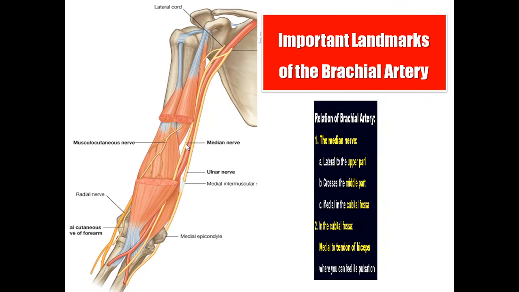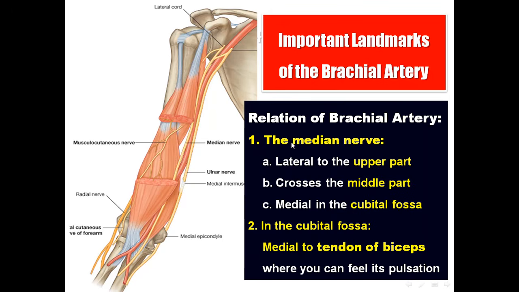So relation to the median nerve, it has triple relation. In the upper part, the median nerve is lateral to the artery. In the middle part, the median nerve crosses anterior to the artery. And in the lower part, in the cubital fossa, the median nerve is medial to the brachial artery. So the median nerve has triple relation to the brachial artery. In the upper part, the nerve is lateral. In the middle part of the arm, the nerve is anterior. In the cubital fossa, the nerve is medial.